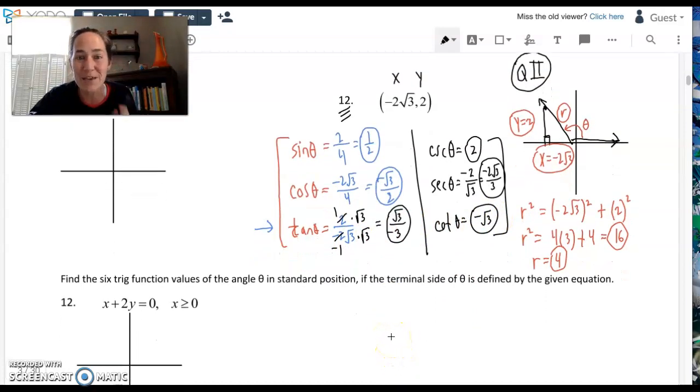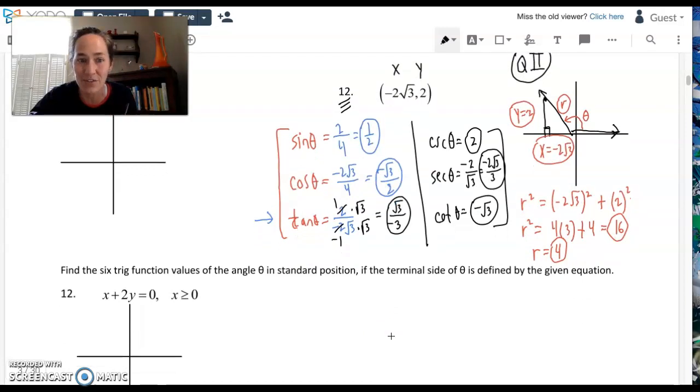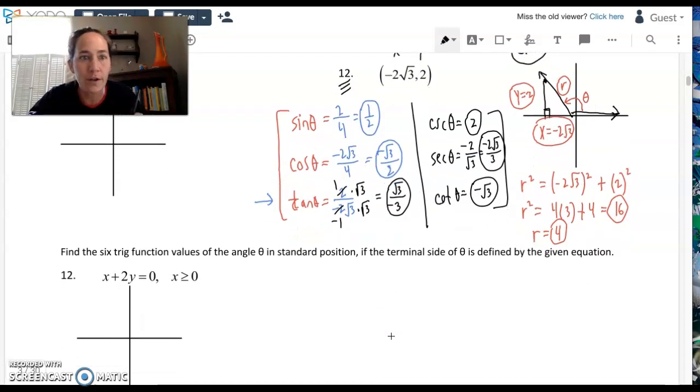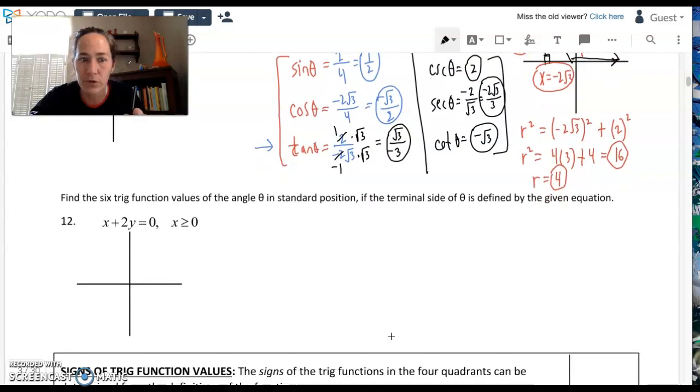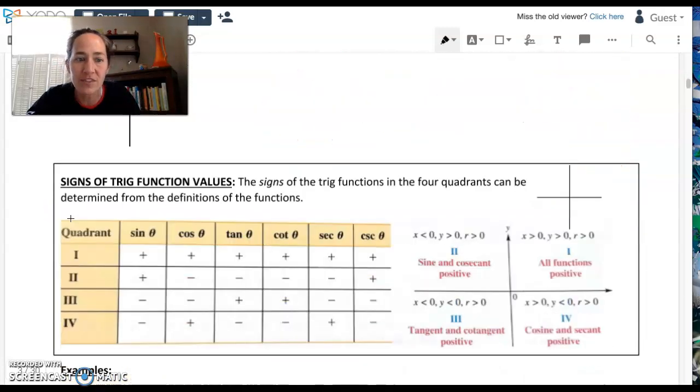Again, I said keep in mind the signs that we're getting in these problems too. The one other thing I want to make sure to show you before we go is skip down. We're going to come back to 12 because 12 is a great question. But look at these signs of trig function values. I want to teach you an acronym before I leave. The sine, cosine, and tangent in each of the quadrants, the signs of them are given.